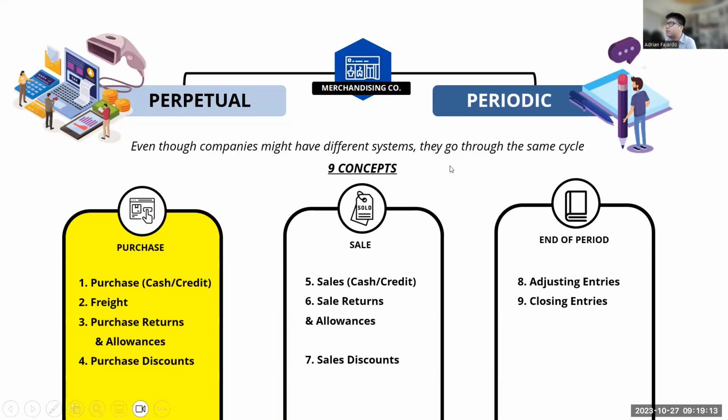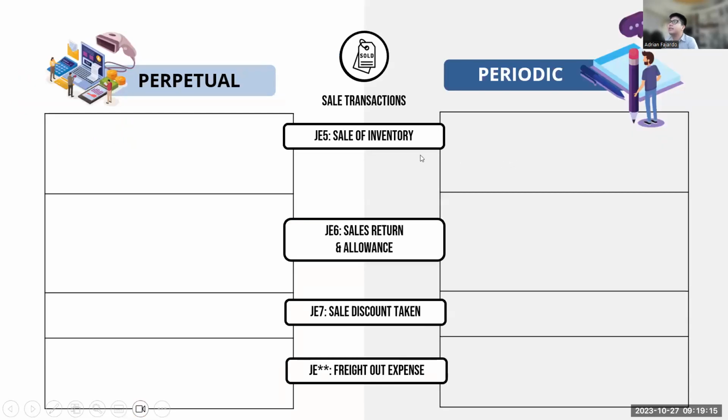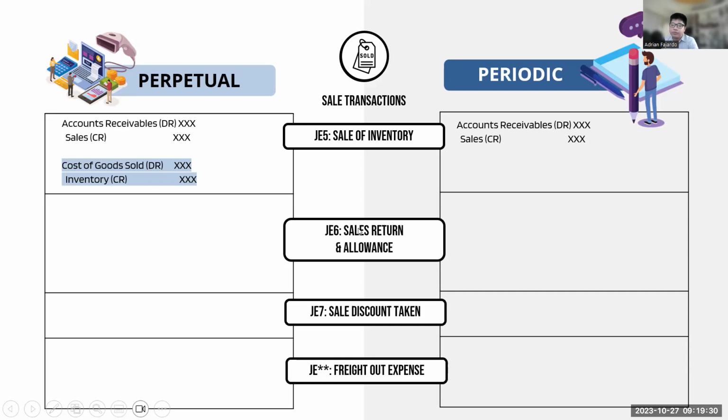Let's go to sales. For sales, sa perpetual, you will record two. One, to recognize revenue. One, to match the expense, cost of goods sold. Kapag may sales return and allowance, on the other hand, pag periodic, ano yung ulit yung difference?